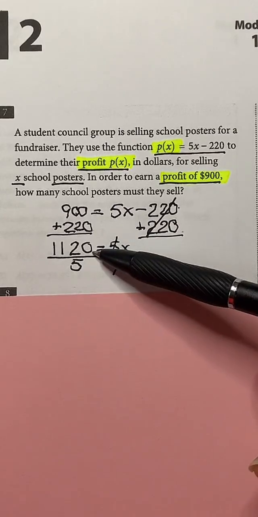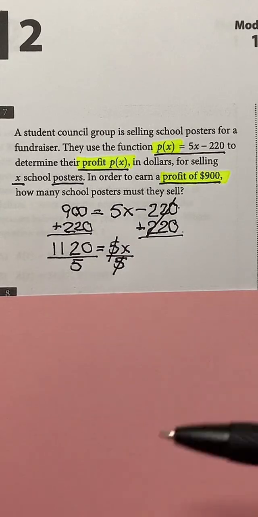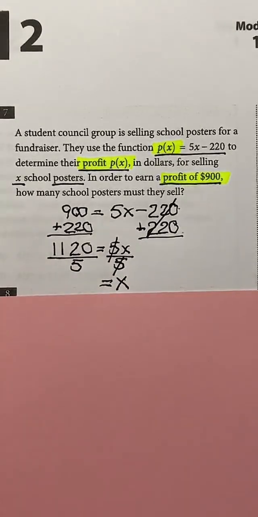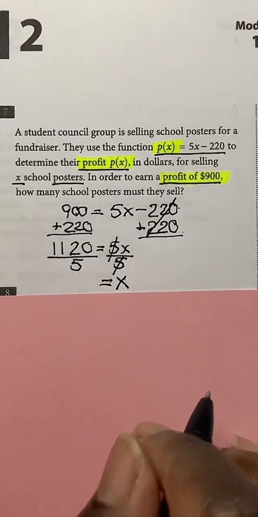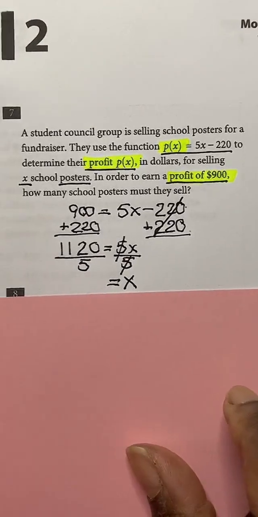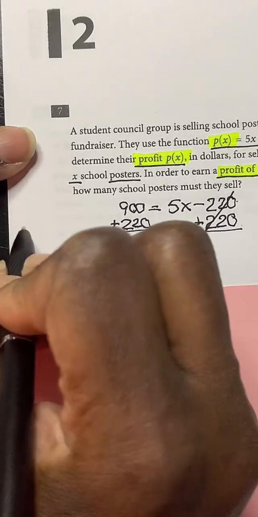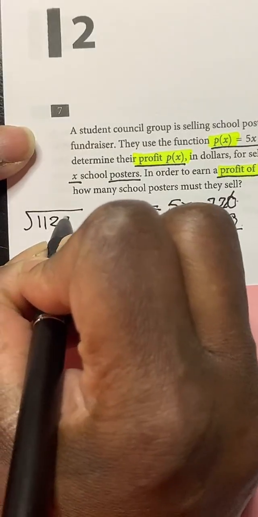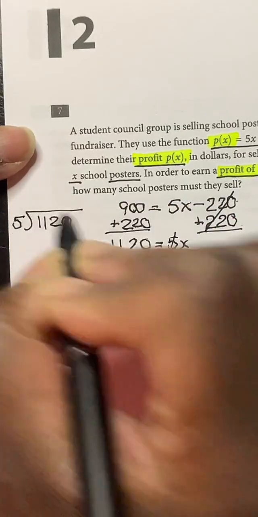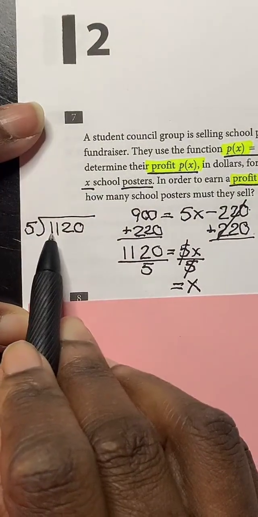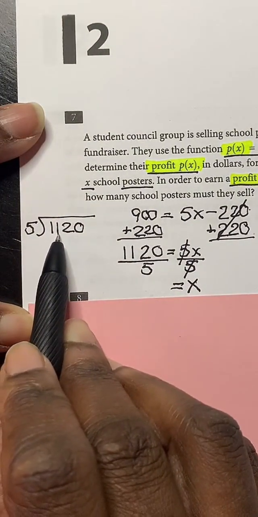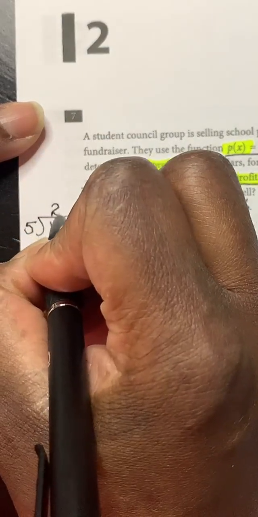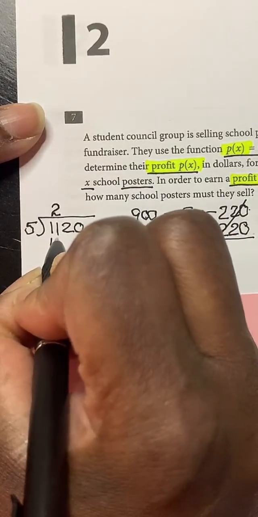So now we have our 1120 divided by 5. We got our X, which is us, by ourselves, being independent. So now we need to divide. If we're going to do our long division, I'm going to take it over here. So we got our 1120 divided by 5. How many 5s can go into 1? None. How many groups of 5s can go into 11 without going over? Two groups, because 5 times 2 gives me 10.